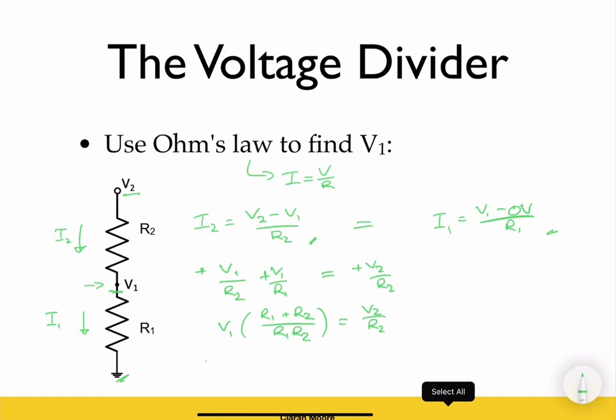I can rearrange that to give V1 is equal to V2 multiplied by R1 R2 over R2 times (R1 plus R2). Now we can simplify that. We can cancel out the R2 terms, and I'm left with V1 is equal to V2 multiplied by R1 over the sum of the resistances R1 plus R2. So this is a very common expression that we're going to see again and again and again.